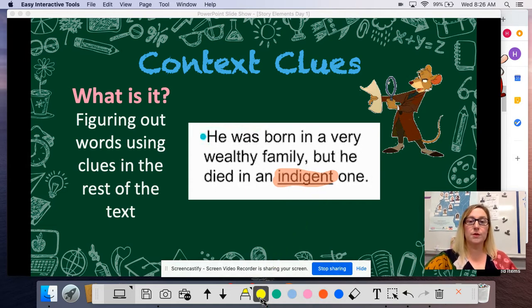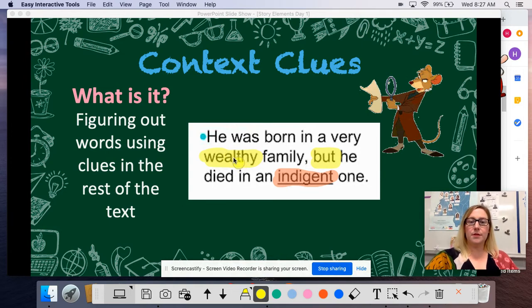I look for clues in the sentence. For example, I know that he was born in a wealthy family. Wealthy is an important clue. I know that wealthy means rich. So whoever he is, he was once rich. But, that's important, but tells me that now something is the opposite. He died in a one. So he was rich, but now apparently not.